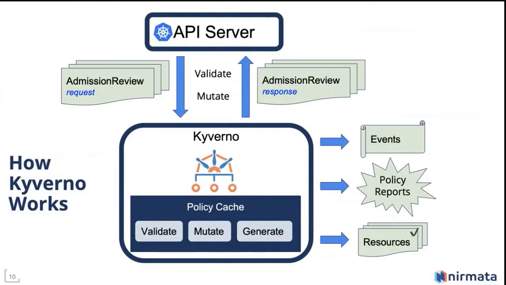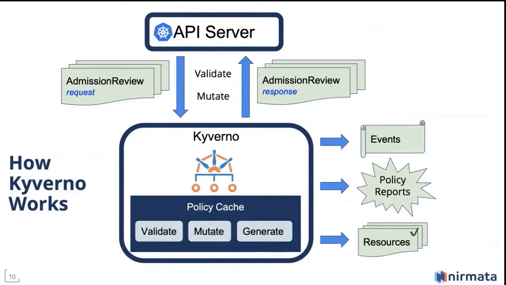So next we'll talk about how Kyverno works. I mentioned earlier, Kyverno is a policy engine that runs inside the cluster, and it registers as an admission controller. Every request that comes in through the API server is processed through Kyverno, and policies that are configured in Kyverno are applied to these requests. So Kyverno gets an admission review request, and it applies these policies.